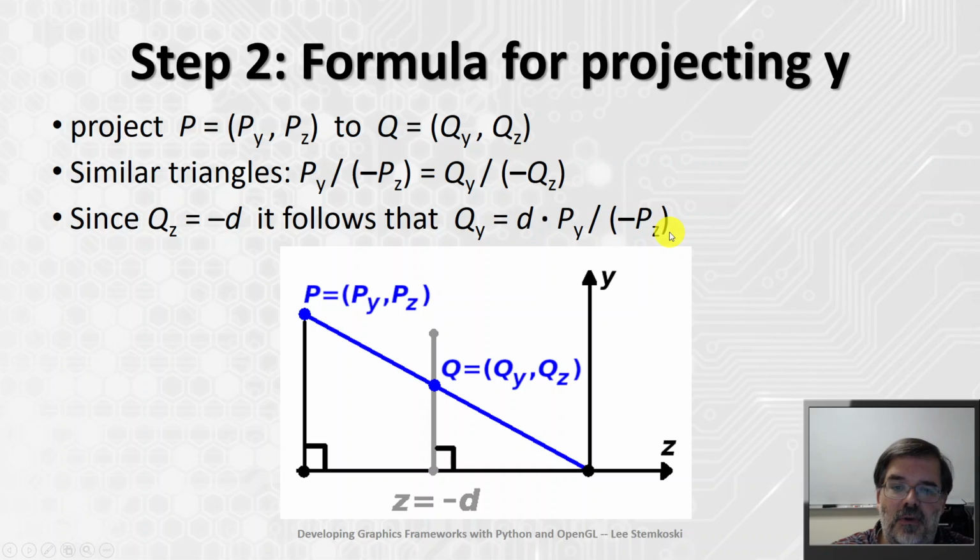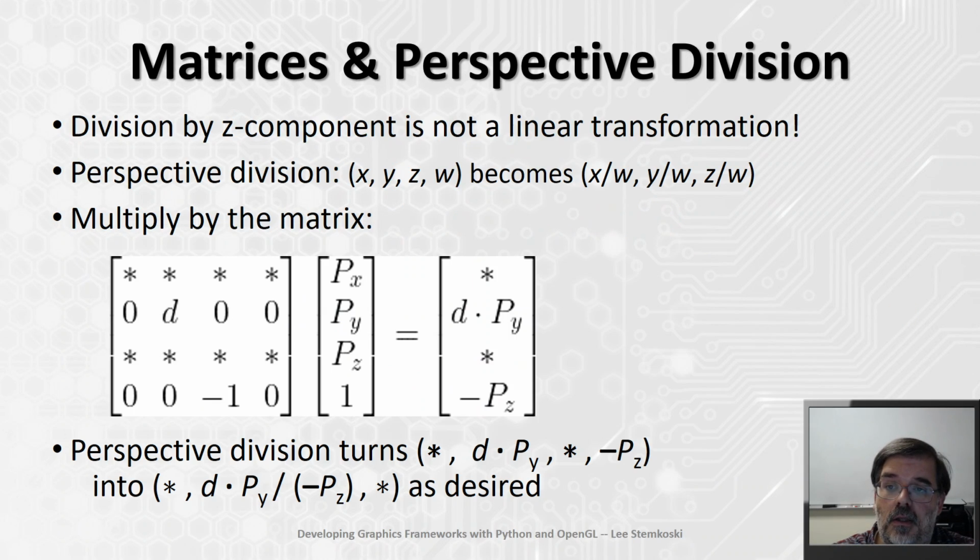And one of the things you might notice is that this isn't really a linear transformation. Right? Linear transformations involve multiplication and addition, but not division like this. But fortunately, we're working with homogeneous coordinates. There's a built-in perspective division step, and so that's going to allow us to write this transformation. And so as we just mentioned, the formula that involves dividing by a z component, that's not a linear transformation, so we can't rely on just the matrix.